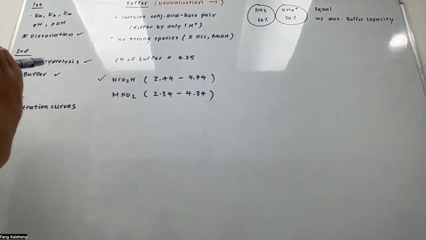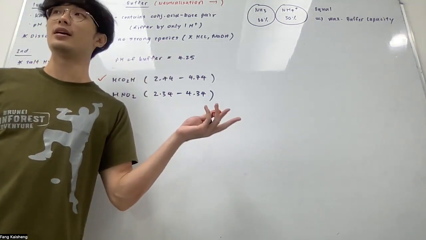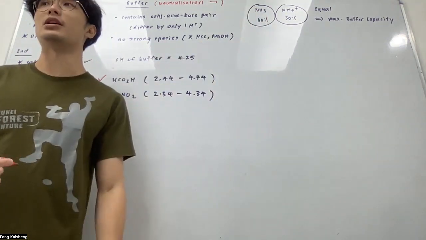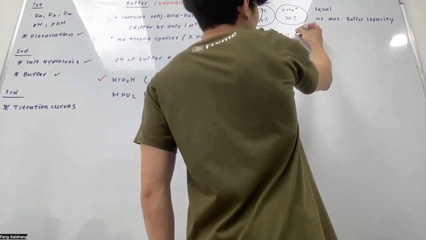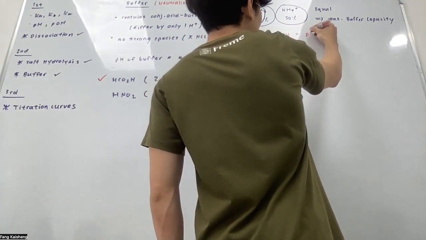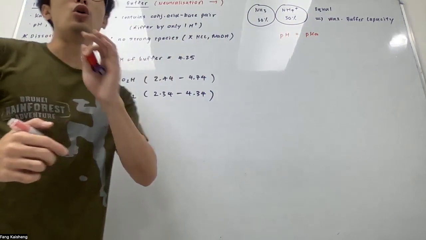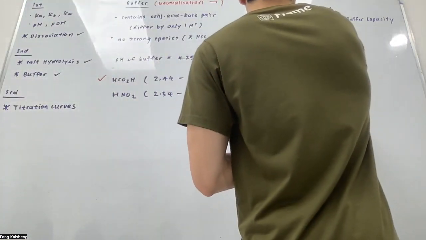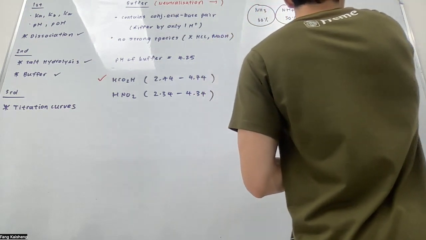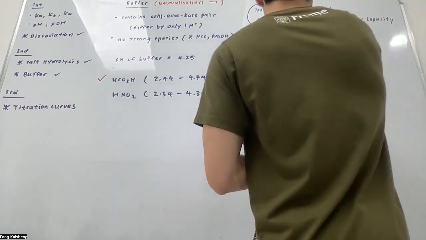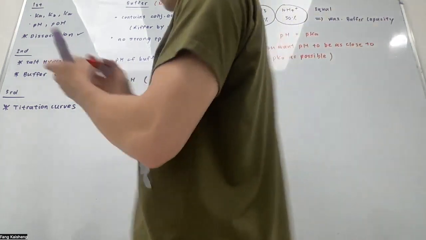I want you to visualize how. Guys, what is the best version of a buffer? What is it called? 50-50, maximum buffer capacity, correct? What's the formula again? You want the pH to be as close to the pKa as possible. Guys, listen up. Okay, so we write this down: you want the pH to be as close to the pKa as possible, because if it's super close, then you will achieve the best version of the buffer.